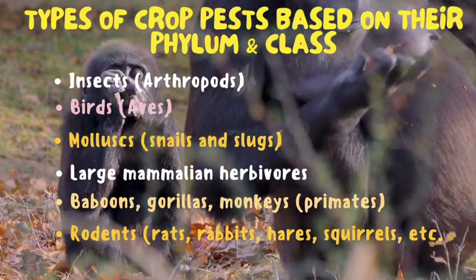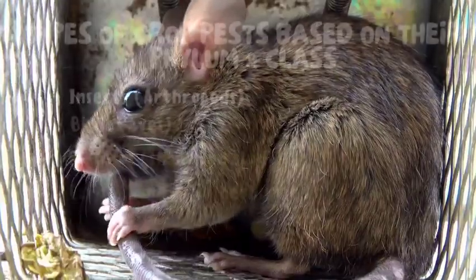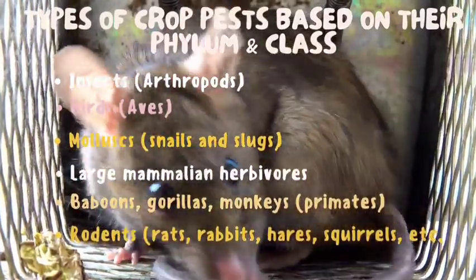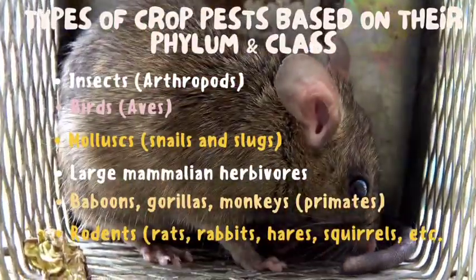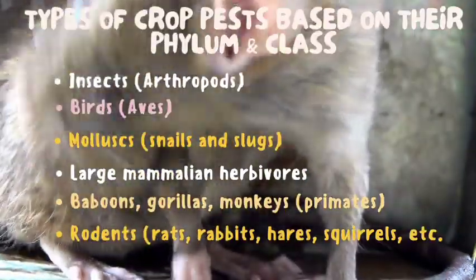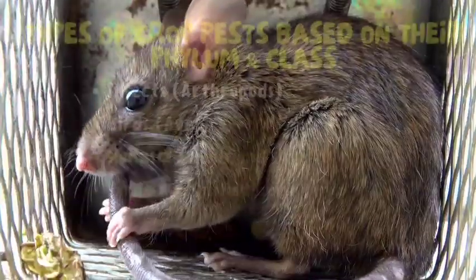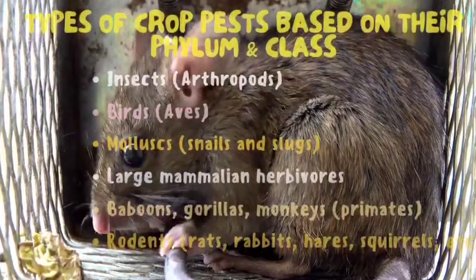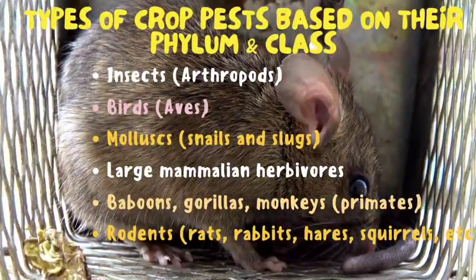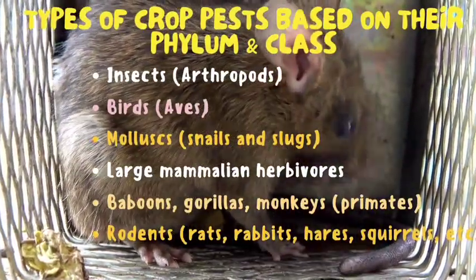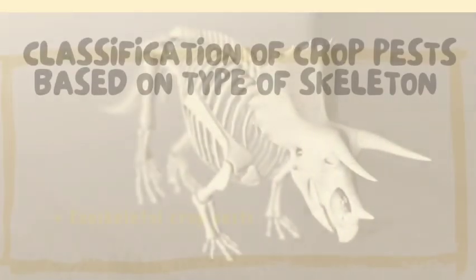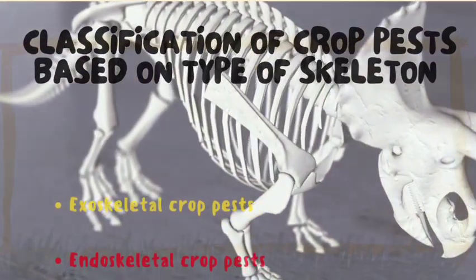Now, types of crop pests based on their phylum and class: we have the insects, we have the birds, we have mollusks, we have large mammalian herbivores. There are also primates and rodents. All these destroy crops on the farm. A typical example of crop pests that are insects that most people don't know is the caterpillar, and also we have birds. Examples of birds that are pests: we have the sparrow and others.